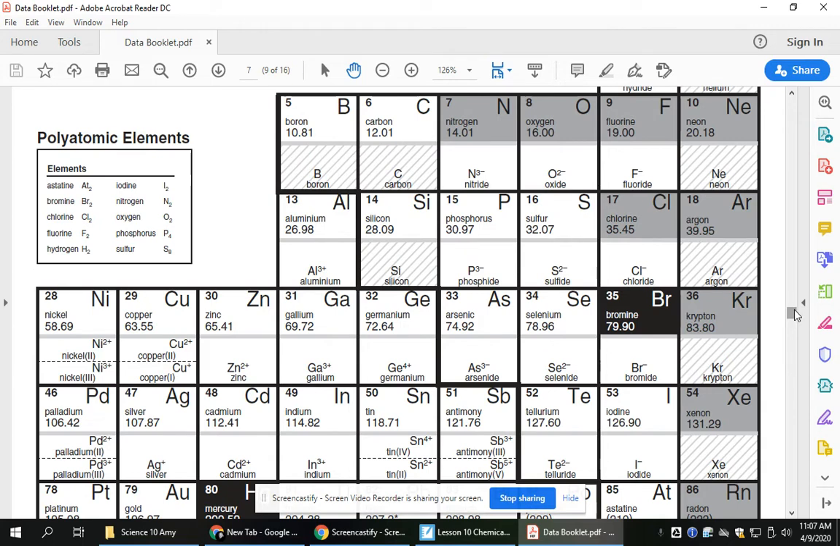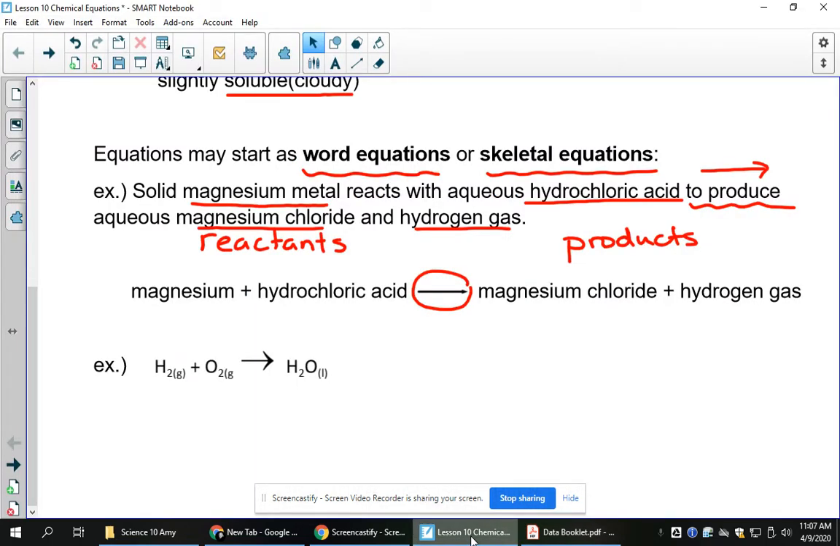That's what this chart is saying. So if you ever have something by itself, like in our question, we have magnesium by itself. If it doesn't show up in this little box on the periodic table, which magnesium doesn't, then there is going to be no subscript for magnesium. You're going to write that just as magnesium, and then they told us it was a solid.